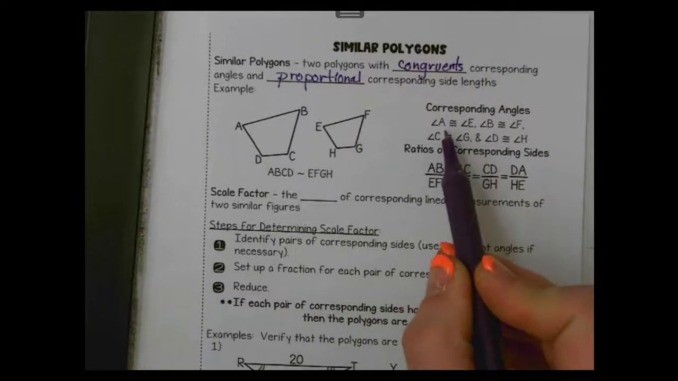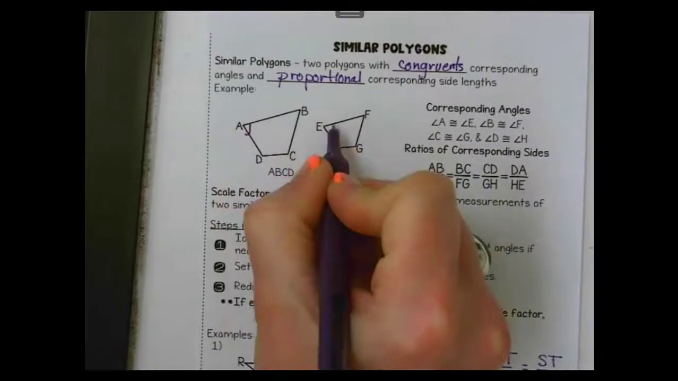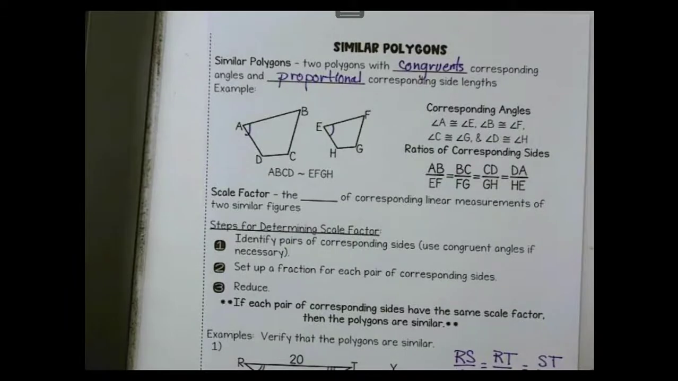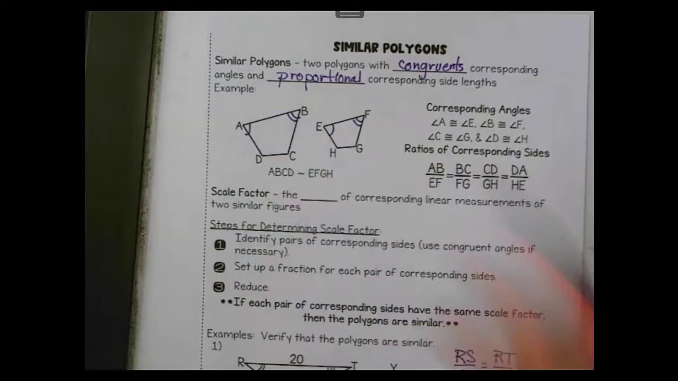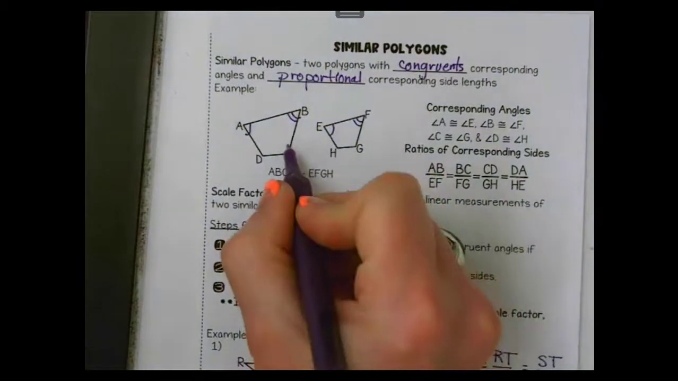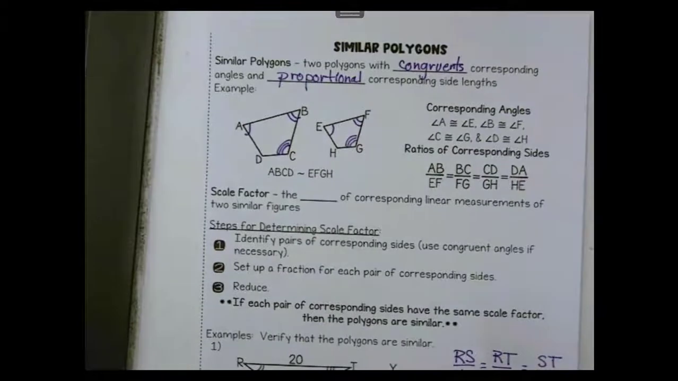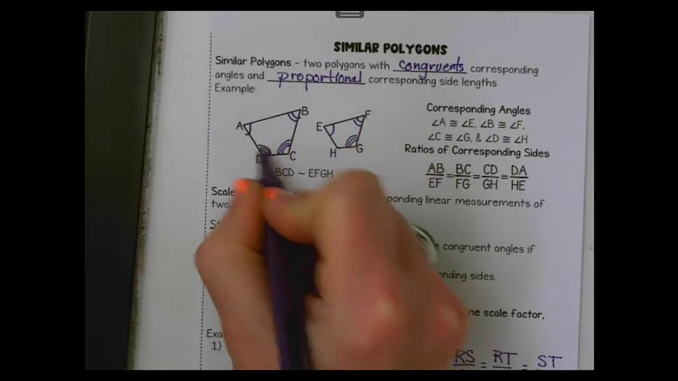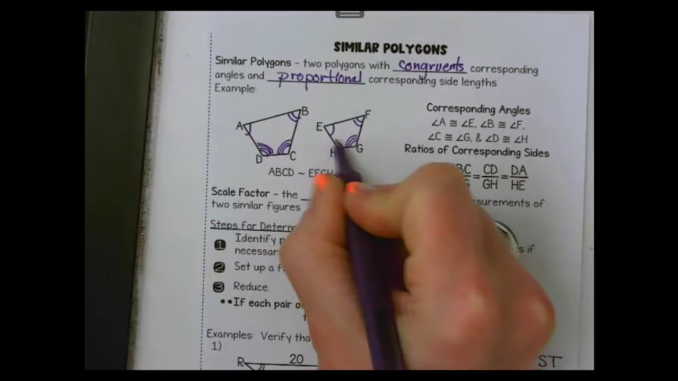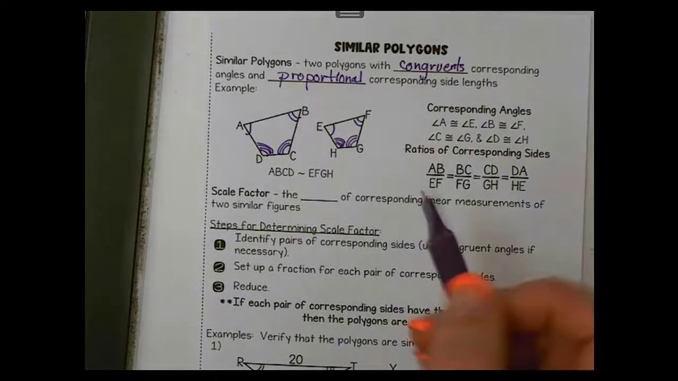So angle A corresponds with angle E. Angle B corresponds with F. I'm going to put 2 arcs. C with G, 3. And then D with H, 1, 2, 3, 4. It's a little crazy there. They're kind of tight.